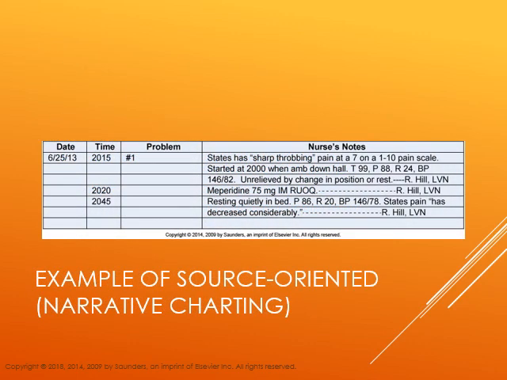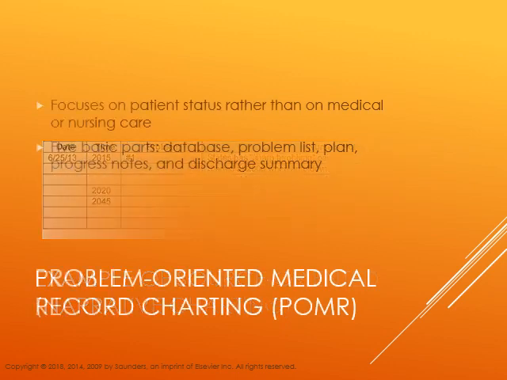Here is an example of source-oriented charting. Problem-oriented medical record charting, or your POMR. This type of charting focuses on patient status rather than on a medical or nursing care. There are 5 basic parts related to this type of charting: patient's data, problem list, plan, progress note, and discharge summary.